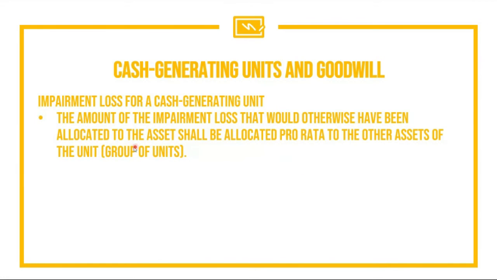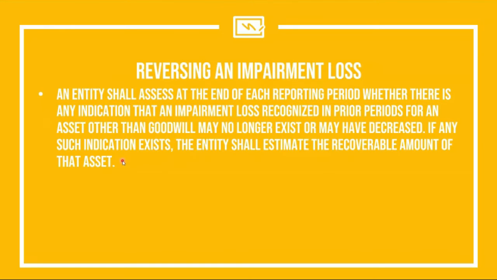Okay? The amount of the impairment loss that would otherwise have been allocated to the asset shall be allocated pro rata to the other assets of the unit or group of assets, as what I already stated a while ago. Okay?